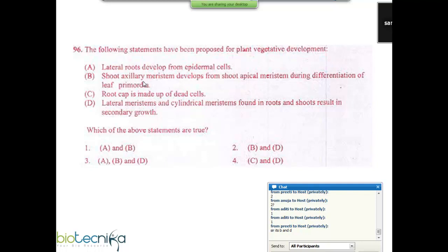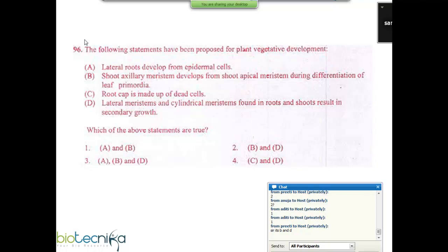Lateral roots develop not from epidermal cells. It is from your lateral roots or what? It should be shoot. See, the thing is simple. How are the branches forming? I am saying that the plants are growing only because of apical meristem, which is always on the tip. When the branch is coming out, it means the apical meristem should also be present in the branch, right? The branch is also growing straight from the tip. Understood or not? So that is the mechanism of how the branches are formed.